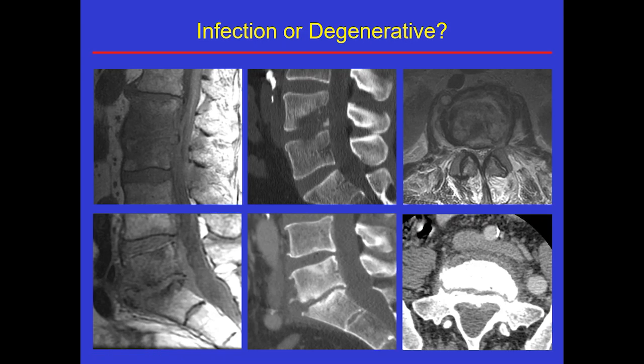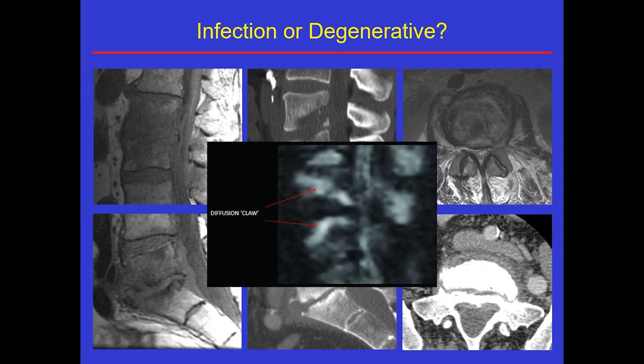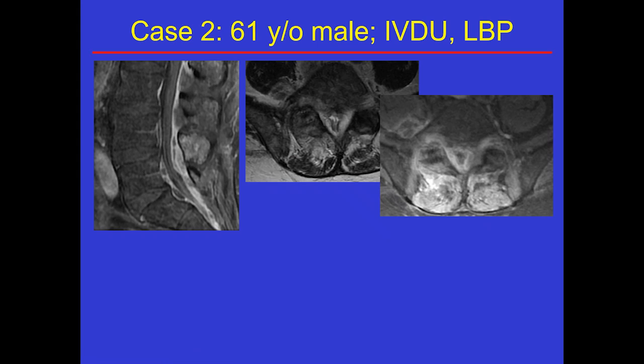And the third way to differentiate this is really the claw sign. We don't routinely do diffusion-weighted imaging with all of our lumbar spine MRs. Some places do. We may add that sequence in cases of suspected infection. And so remember, a diffusion sign, high diffusion signal in a claw-like formation here, is very suggestive of degenerative disease rather than infection.